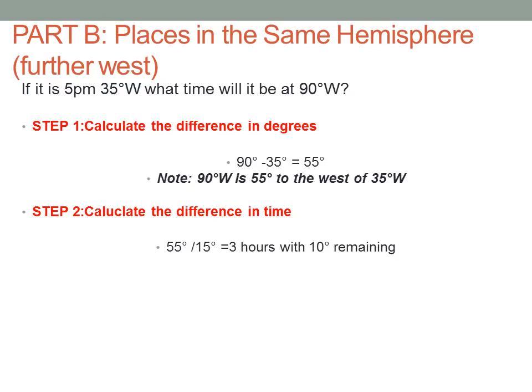What should we do with this 10 degrees that remains? If you've guessed that we need to multiply the 10 degrees by 4, you are correct, and that will give us 40 minutes. Therefore, the time difference will be 3 hours and 40 minutes behind the time at 35 degrees west.